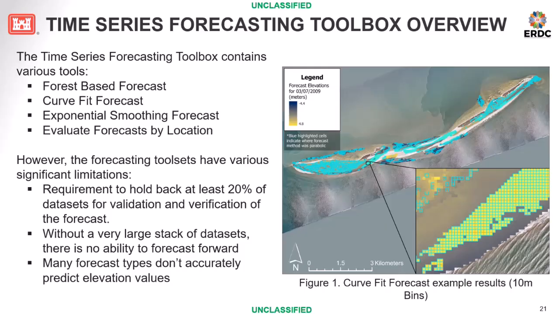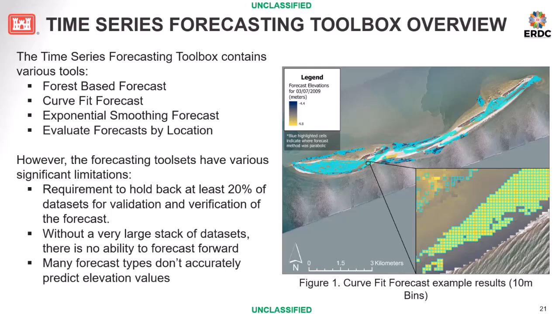There's various tools within this toolbox, but basically you pick which way you want to forecast your data depending on your data type. So they have a forest-based, a curve fit, and an exponential smoothing. And then you can evaluate those forecasts by location, depending on if you want to do all 3 and compare. But basically the forecasting toolbox tool sets on the whole have, I consider, some significant limitations in that there's a requirement to hold back at least 20% of the data sets for validation and verification of the forecast.